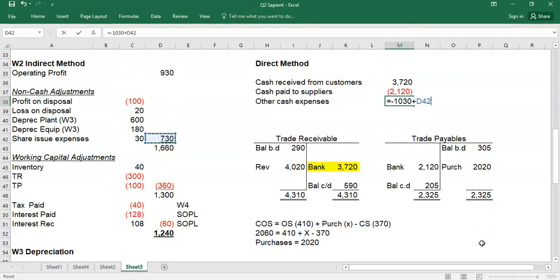So you don't need to duplicate it, but you wouldn't be doing two methods in the exam. You'd be doing one or the other. So stick with one, just to make sure there are two that are allowed under IAS 7.